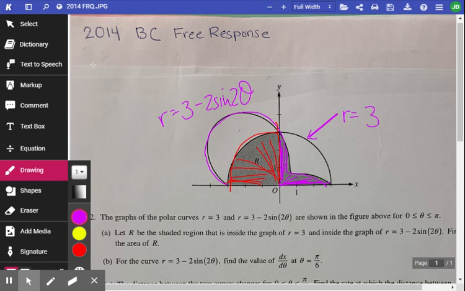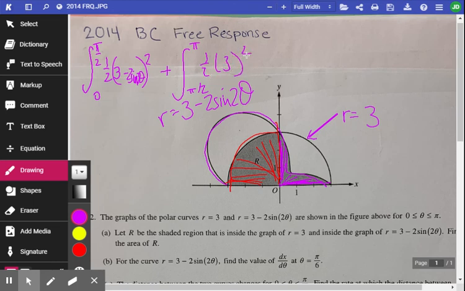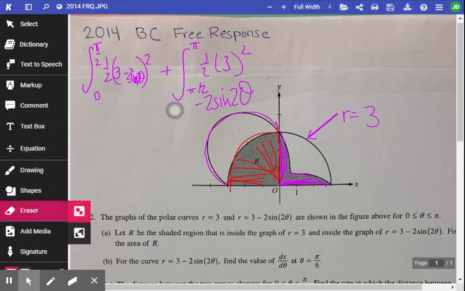So two different sections will give me the integral from 0 to pi over 2 of 1/2 r squared, and that r is going to be the 3 minus 2 sine 2 theta. And then I'm going to add on the integral from pi over 2 to pi of 1/2 times 3 squared. That's basically it. There's not a whole lot of other stuff you can do with this, because I don't have two identical parts that I can find the area of and double my answer.